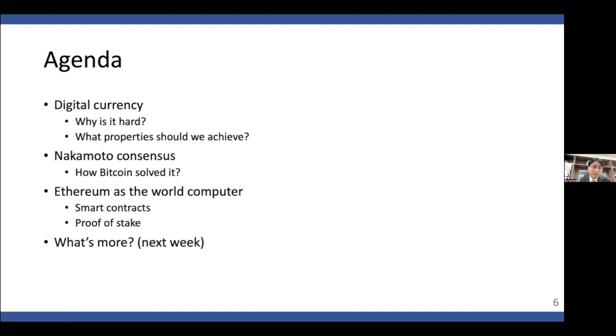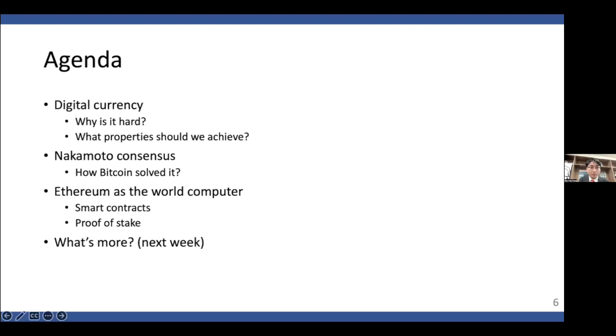Historically, the whole thing started as a digital currency, as people wanted to build ECash, and that was the starting point, sort of. So we're gonna go back to that point and have some thought experiments to figure out why it is really difficult to do that. Why is it so difficult to have a truly digital currency? And what properties should we achieve for that?